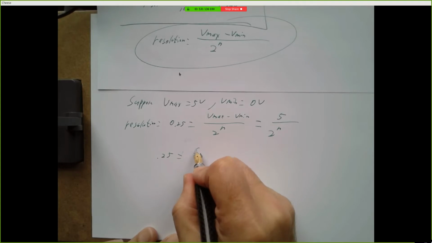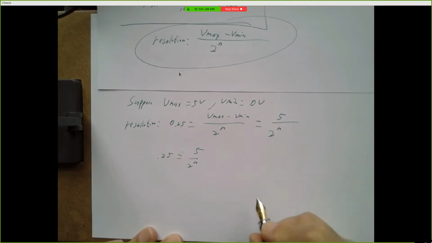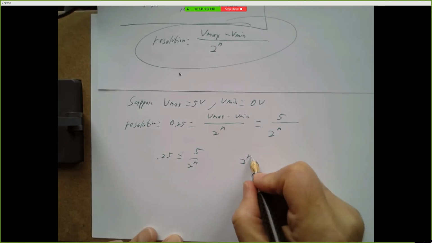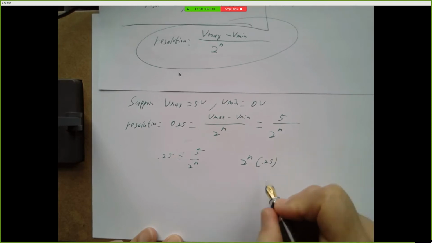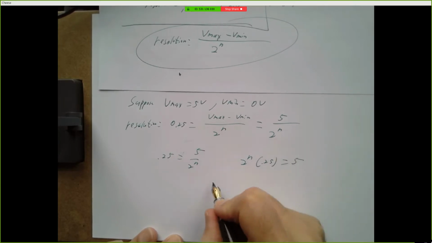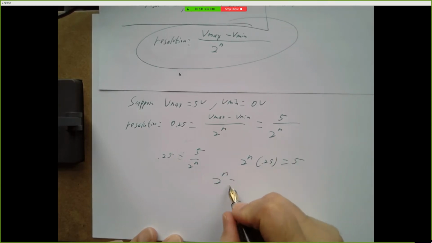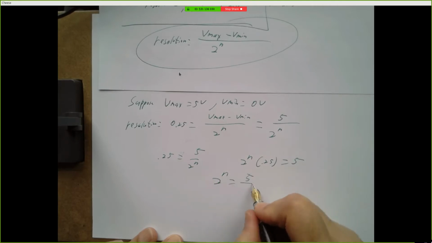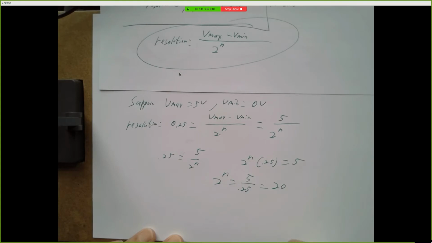0.25 equals 5 over 2 to the n. So multiply by 2 to the n. 2 to the n times 0.25 equals 5. Divide by 0.25. 2 to the n is equal to 5 over 0.25. Pull out your calculator. This is equal to 20.